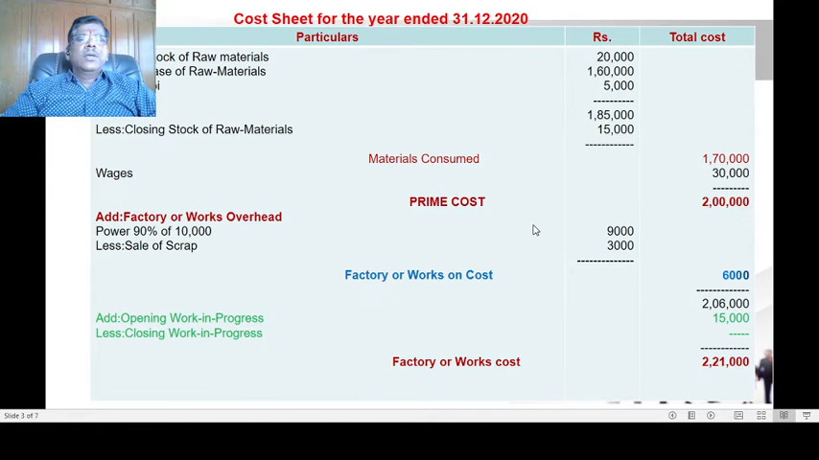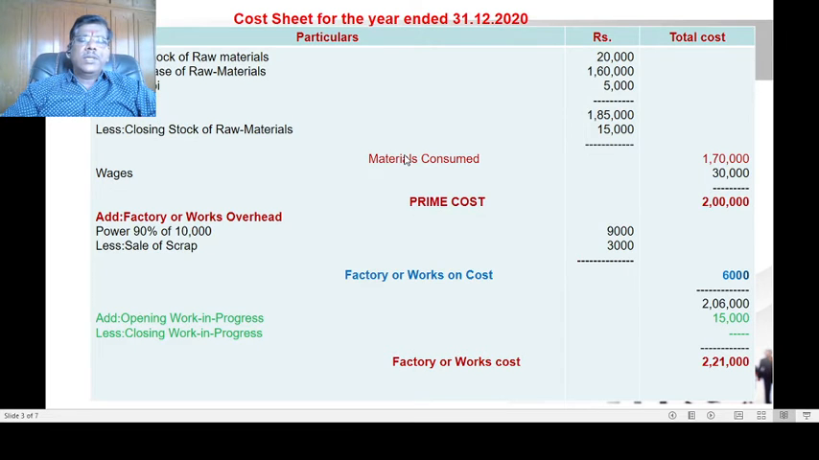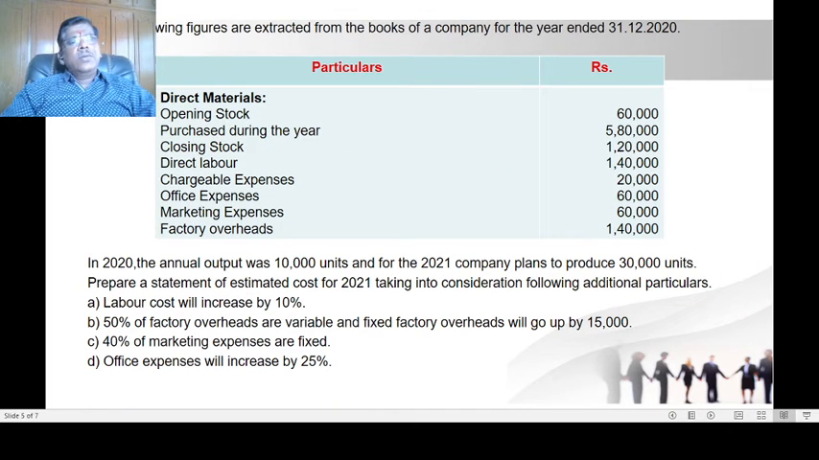Then this includes the prime cost, works cost and cost of production plus profit. Likewise you have to prepare the cost sheet under the unit or output costing system. Then I will solve one more problem on output costing, that is the estimated cost sheet.